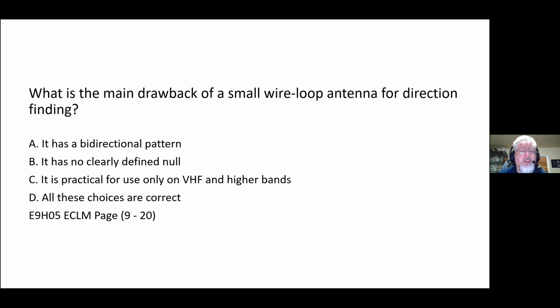What is the main drawback of a small wire loop antenna for direction finding? A, it has a bidirectional pattern. B, it has no clearly defined null. C, it is practical for use only on VHF and higher bands. Or D, all these choices are correct. Alpha is correct. It has a bidirectional pattern.